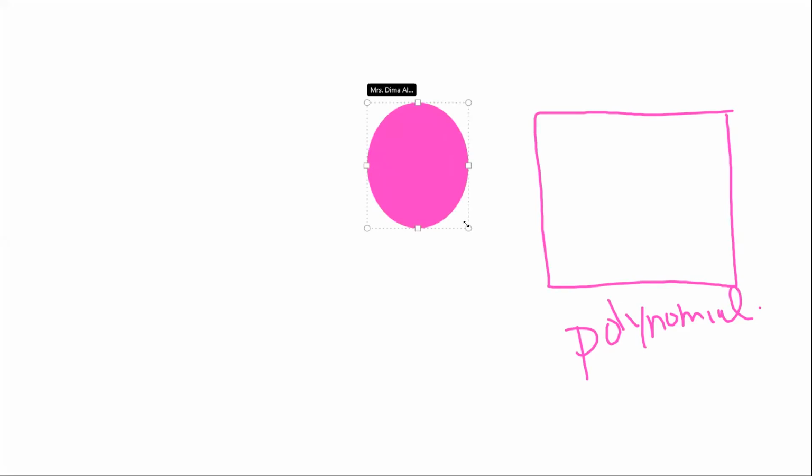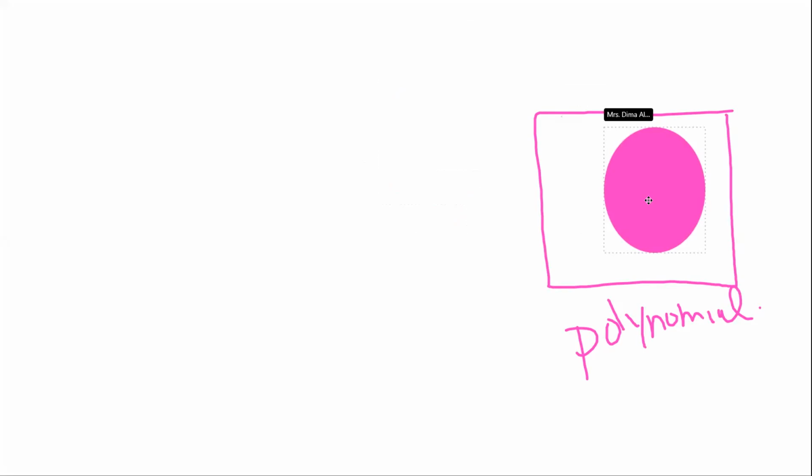Yesterday, I told you that you have this box, which is a polynomial, and you have this circle, which is a monomial. And yesterday, I taught you how we can multiply this monomial with a polynomial. How can we put them in one shape? How can you combine these two shapes and make them one shape?